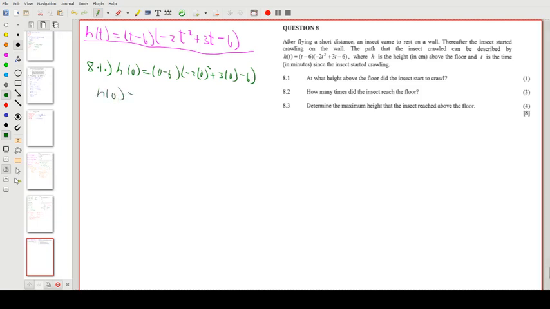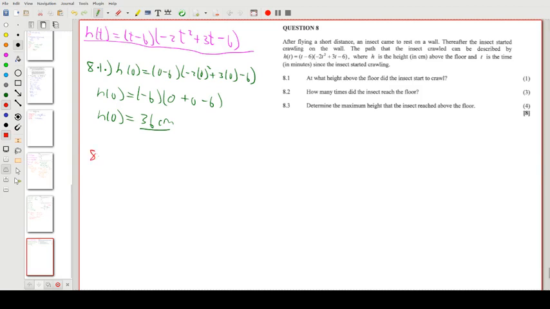So h of 0 equals 0 minus 6 is negative 6, negative 2 times 0 squared is 0, plus 3 times 0 is 0, minus 6. So h of 0 equals negative 6 times negative 6, which gives us 36 centimeters above the ground. Remember to write your units. That was that. So just for 1 mark, that's fine. Just substitute t equals 0, because that's when something starts, when the time is nothing.